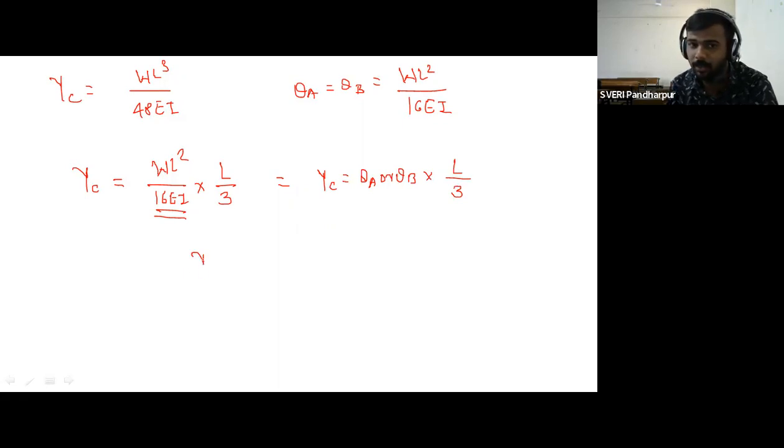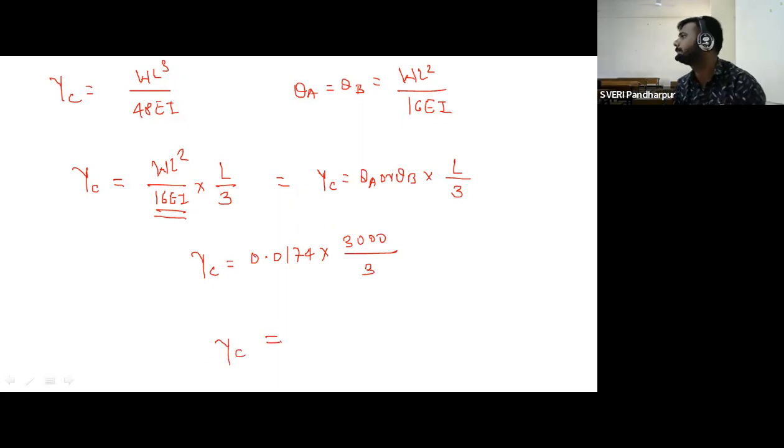Then what I will do? YC is equal to theta A, 0.0174 into 3000 divided by 3. YC is equal to 17.4.